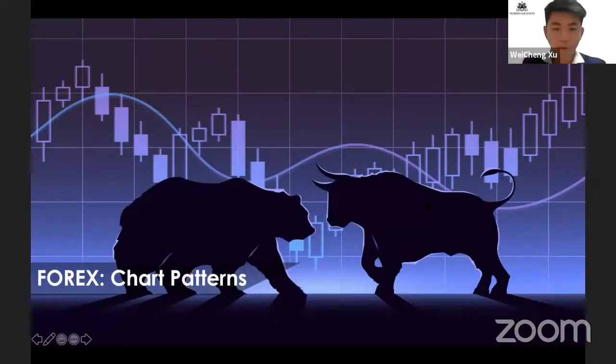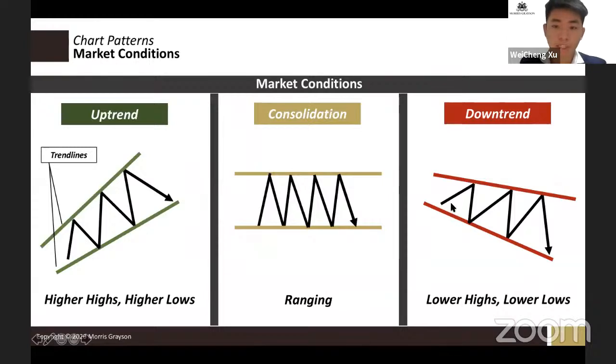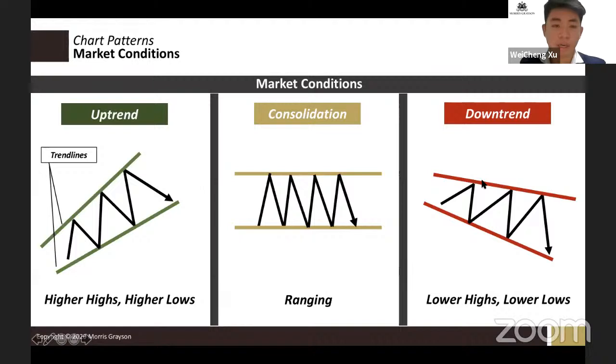Okay, thank you, Wangpo. So after talking about indicators, let us move on to the chart patterns. So in the Forex exchange market, there are mainly three common market conditions. As you can see here, uptrend, consolidation, but last but not least, the downtrend market. So for uptrend market, it signifies through characteristics such as higher highs and higher lows. So one can simply identify these characteristics on their chart and attempt to connect these points together and get a clearer picture of the market condition.